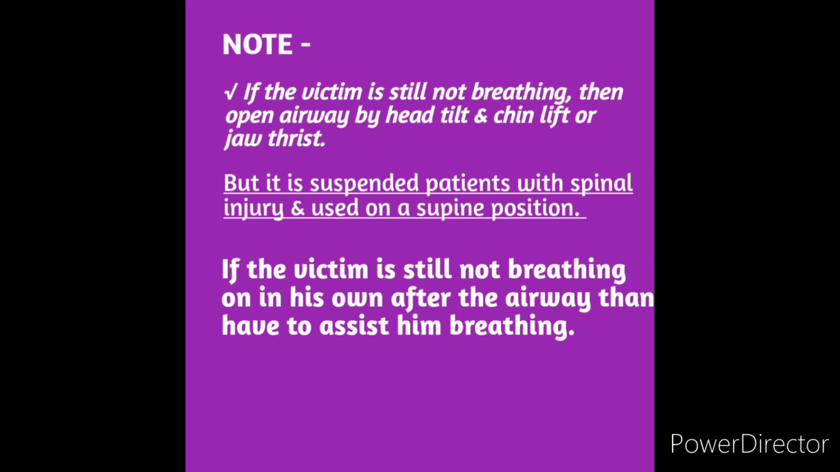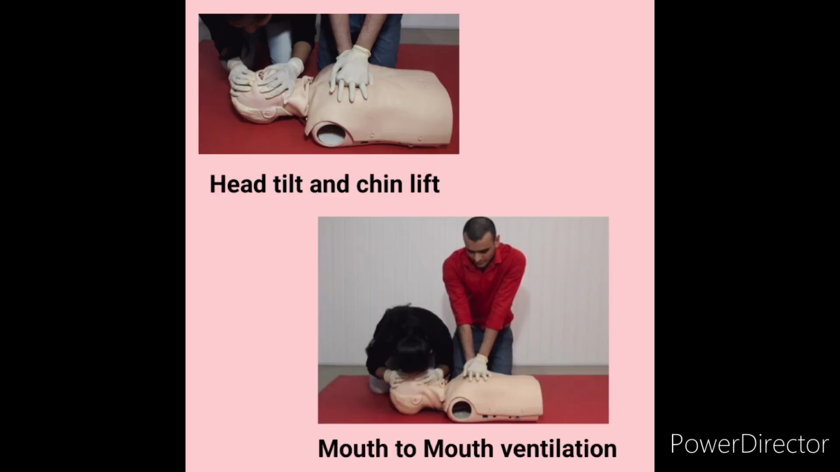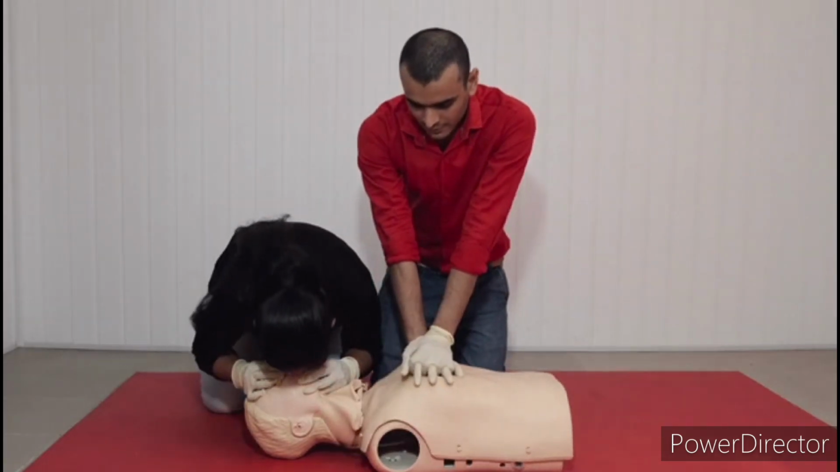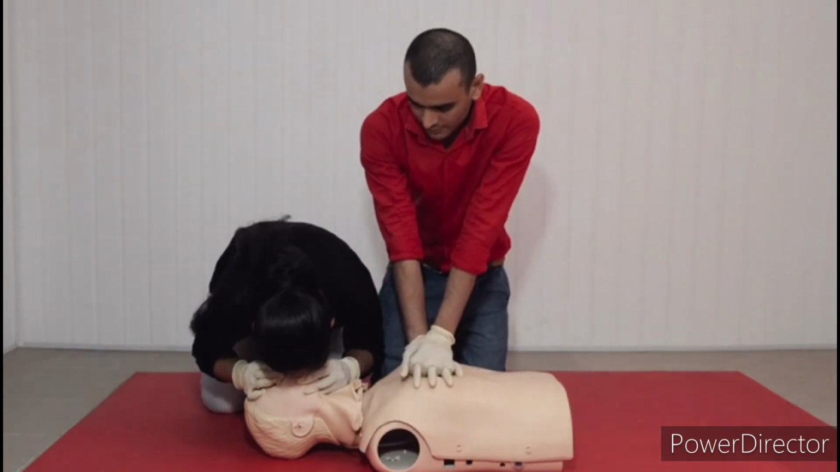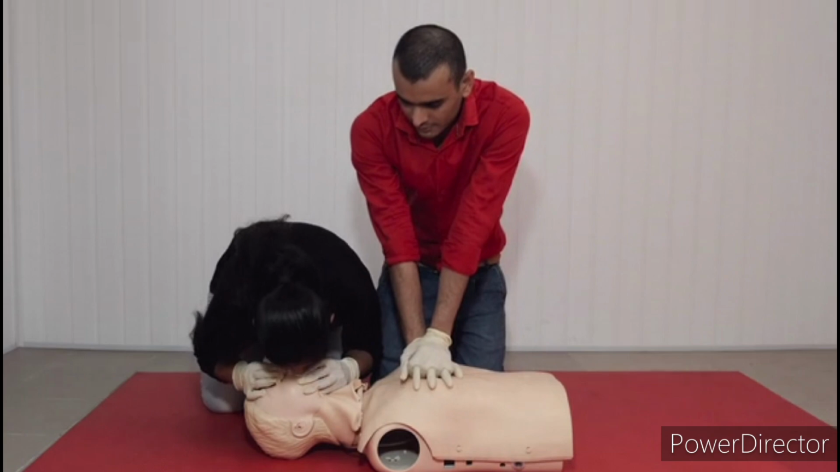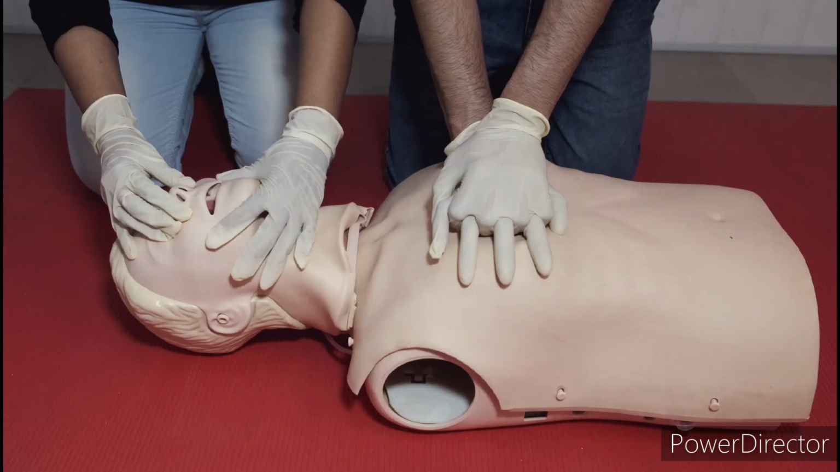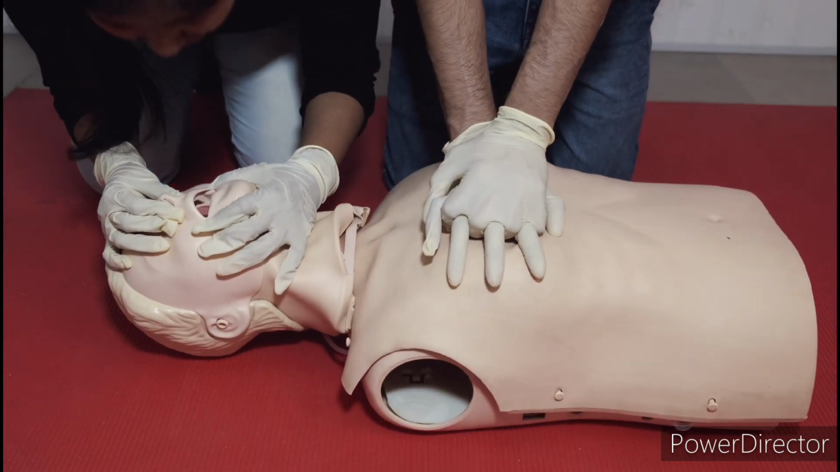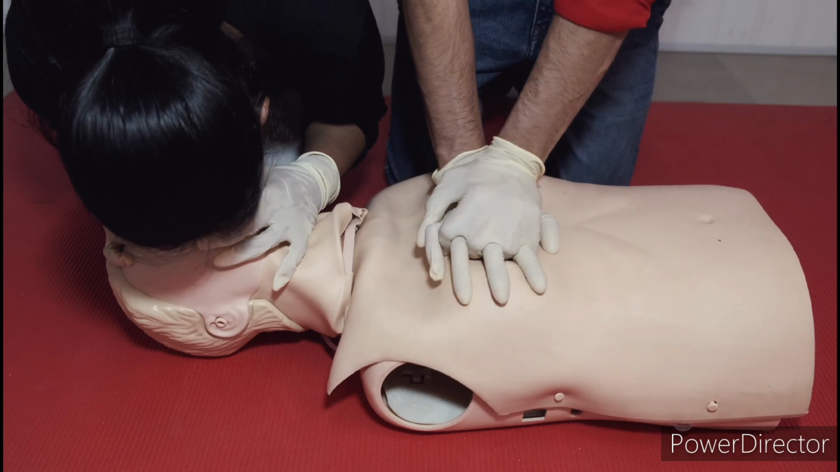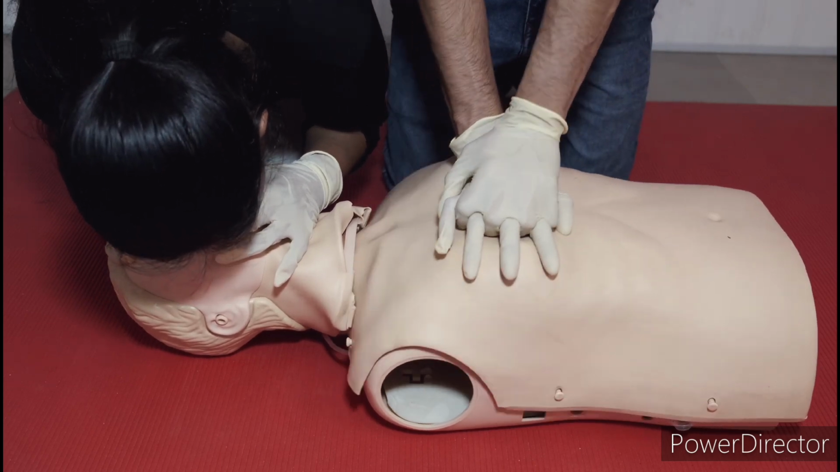If the victim is still not breathing on their own after opening the airway, then assist their breathing. Here we can see the head tilt and chin lift method and mouth to mouth ventilation. Here we can see a small video clip, friends. Head tilt and chin lift. This is one of the methods. Compressions, airway, breathing. In airway, tilt the victim's head back and lift the chin to open the airway.